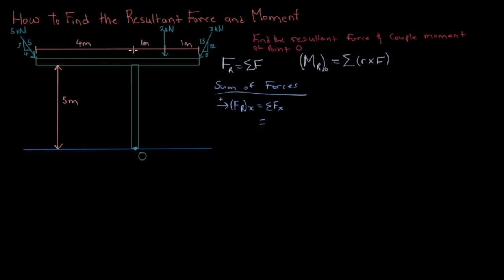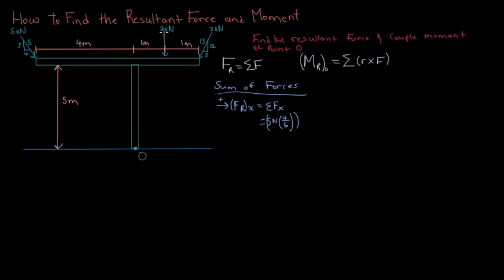So, let's start with this 5 kilonewton force here. We're going to get the x component of this force. To do this, we just multiply 5 kilonewtons times this ratio here, 4 divided by 5. And of course this will be positive because the force points right.